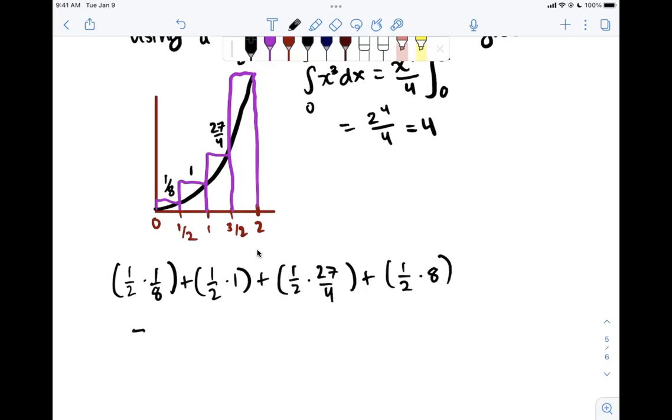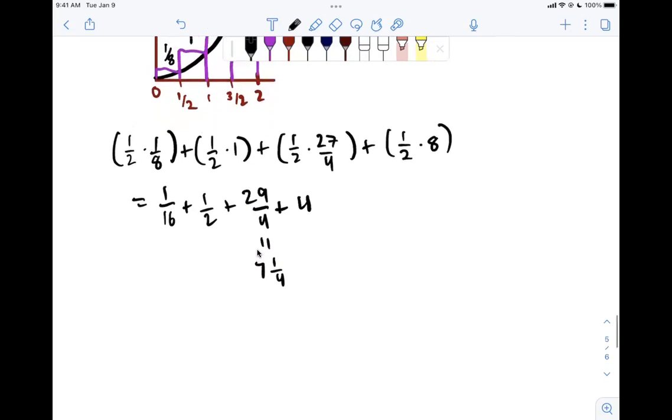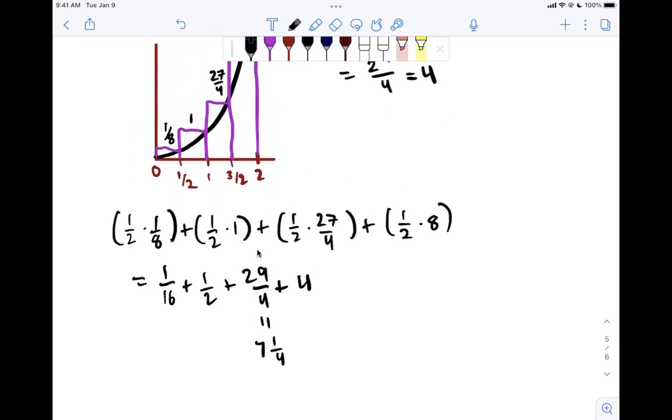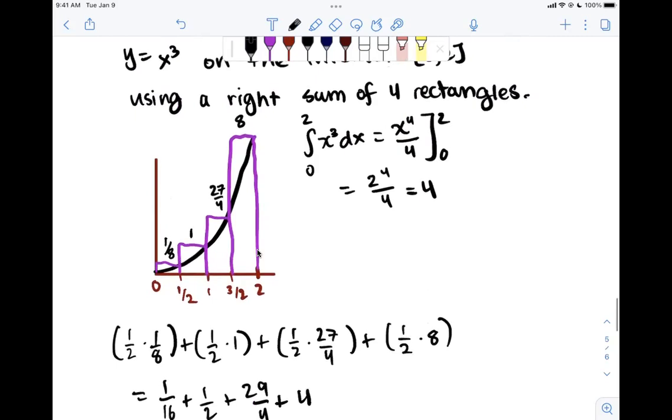So what is that? So that's going to be 1/16 plus 1/2 plus 29/4 plus 4. So let's see what that is approximately. The 29/4 is going to be 7 1/4. So this is going to be slightly over 11. In fact, maybe even closer to 12. So we can see that the right sum was quite a bit bigger.